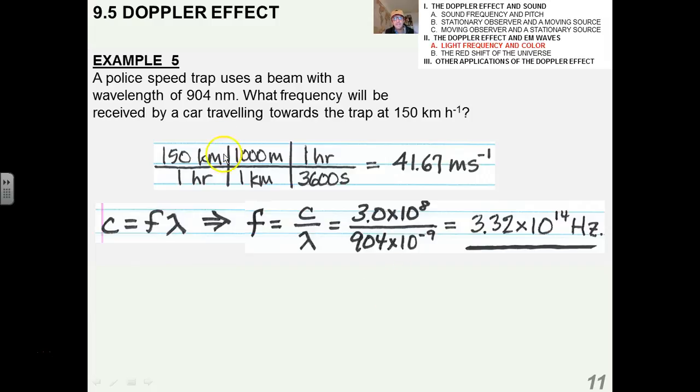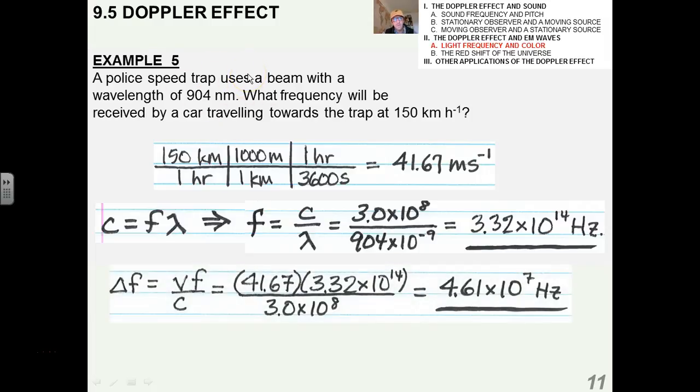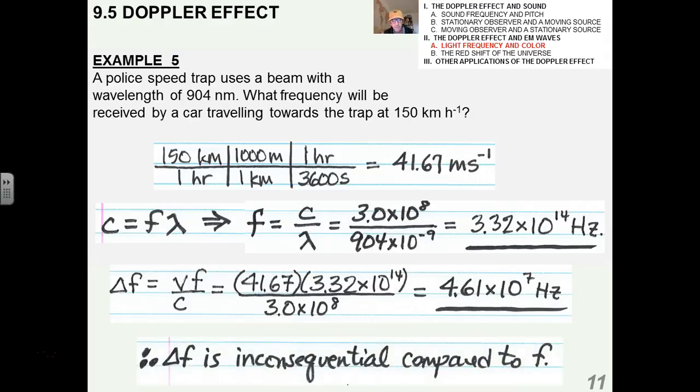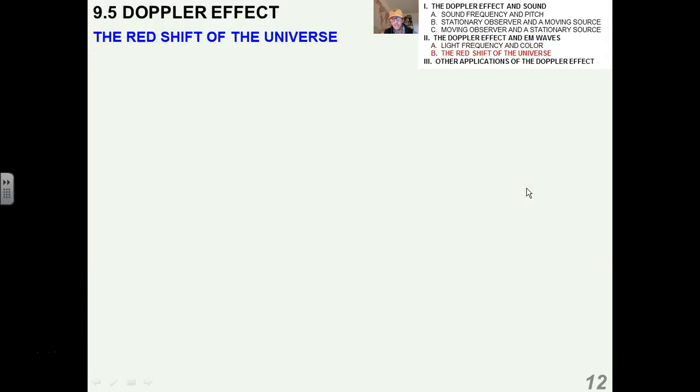This is the frequency of that light. Of course, they gave us the wavelength, not making it super easy. The change in frequency, I got 4.61 times 10 to the 7th. So therefore, the change, delta f, is inconsequential compared to f, right? So that's that. Hold on, when I say inconsequential, I'm talking 7 orders of magnitude less, right? So, I mean, what are you going to do? Add this to this? You're going to get no difference in your digits, essentially. That's what I mean by that, okay?